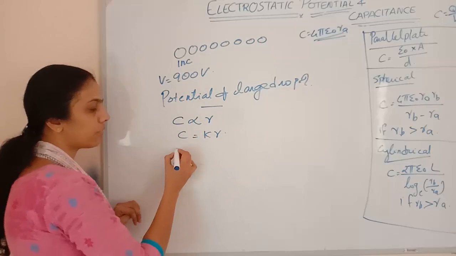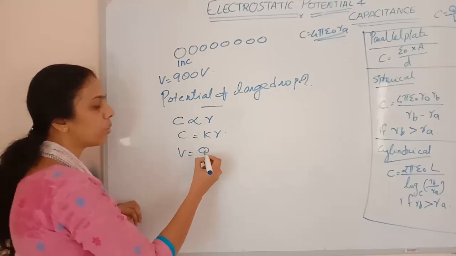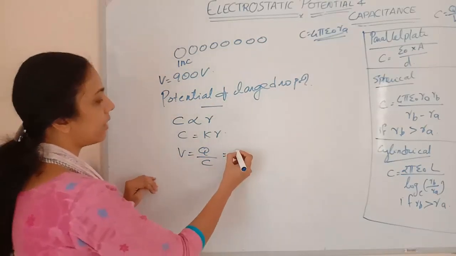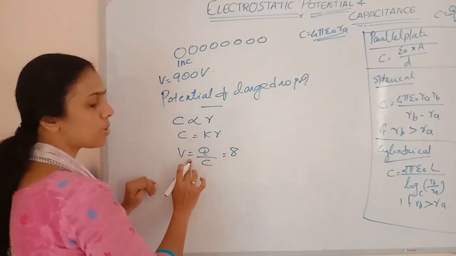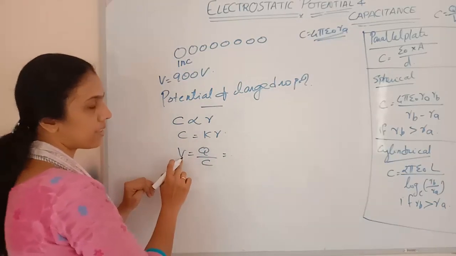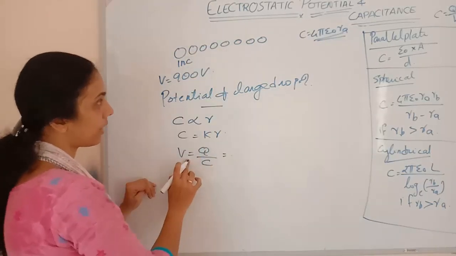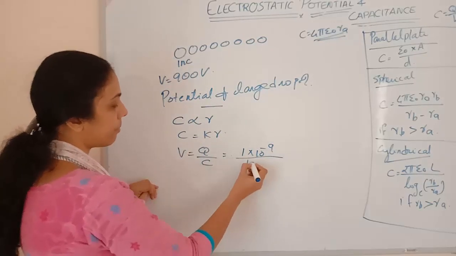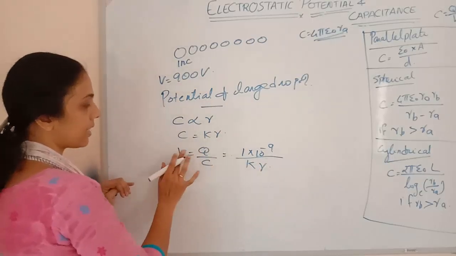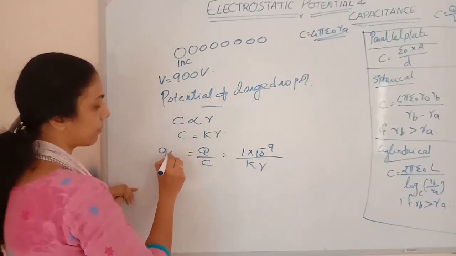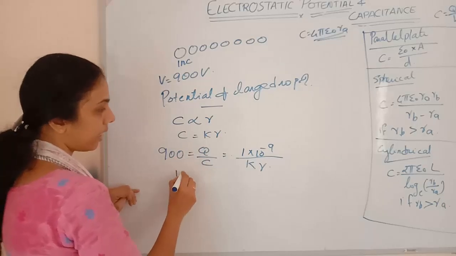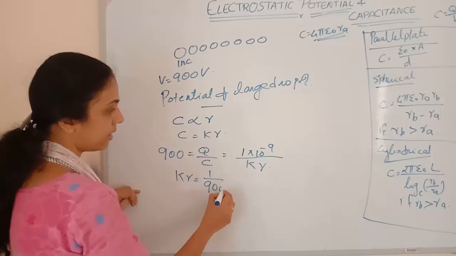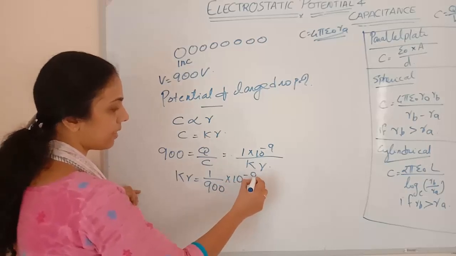The potential of the drop V is equal to Q by C. Q we know is 1 nanocoulomb for the small sphere, since we are finding it for this small sphere only. So 1 into 10 to the power minus 9 divided by K into r is equal to 900 volt. So Kr will be equal to 1 by 900 into 10 to the power minus 9.